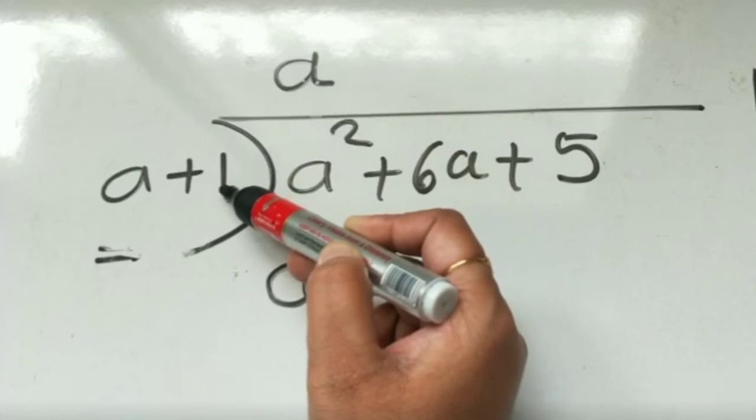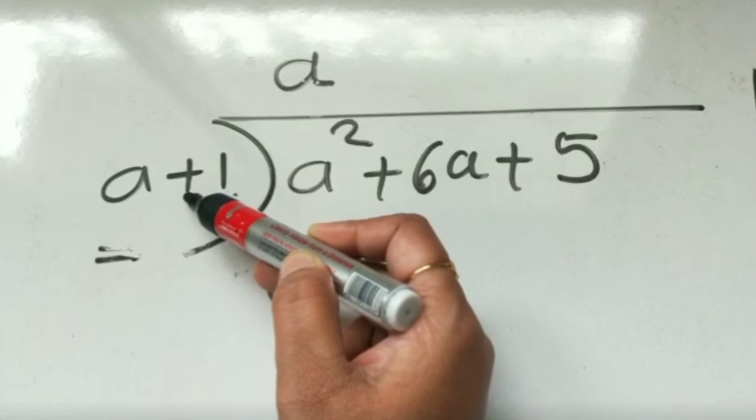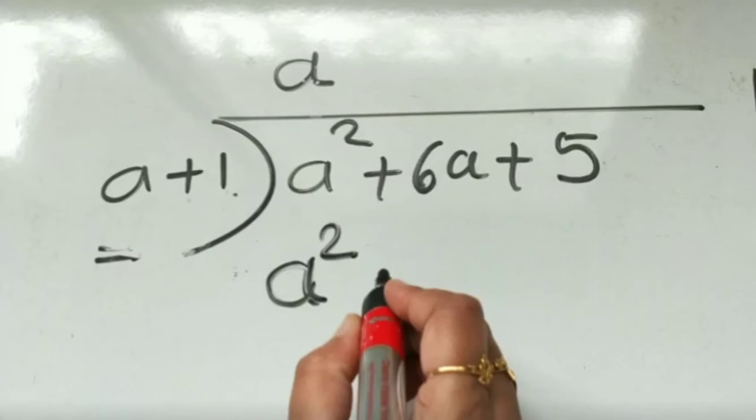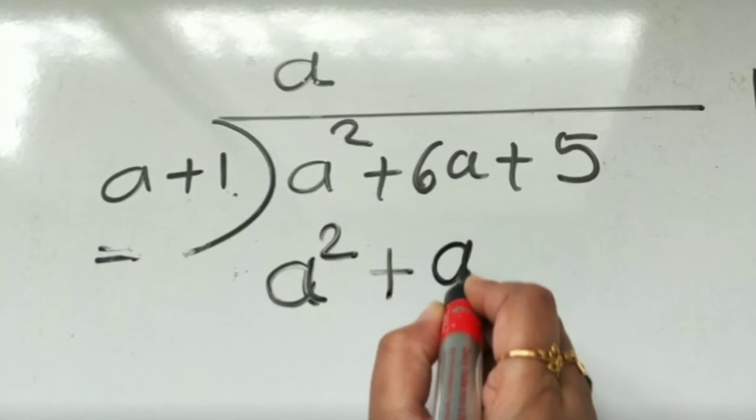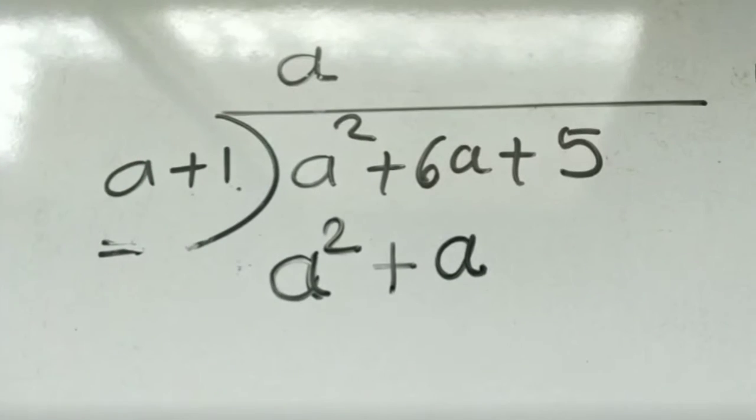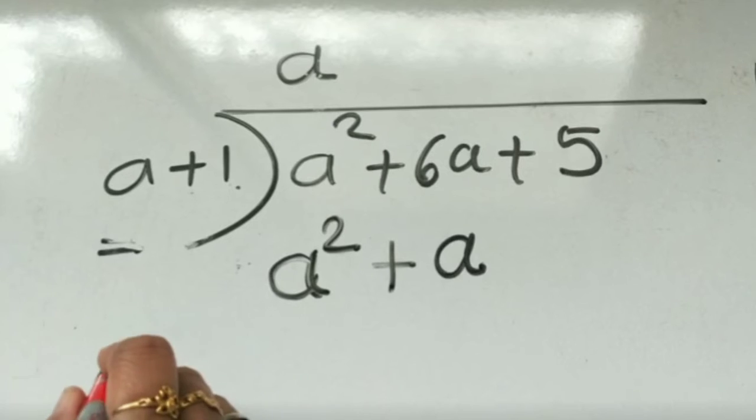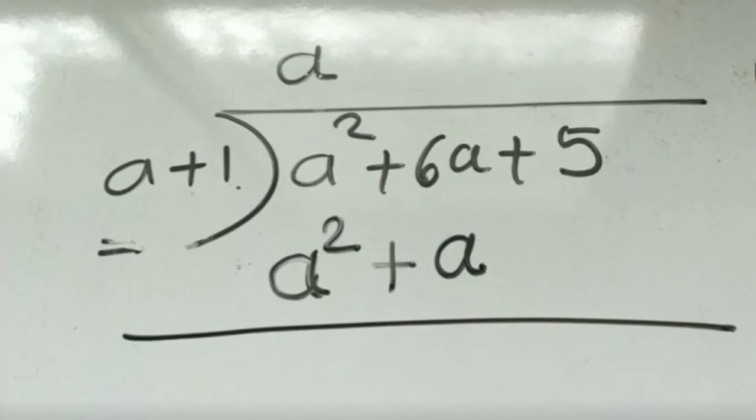A into 1, 1a, and the sign will be plus 1a. Okay, so I have written a. 1a means a. Now the multiplication has been finished, so there is no other term to write here. So let it be. Now what will you do? You will have to do subtraction of these polynomials.